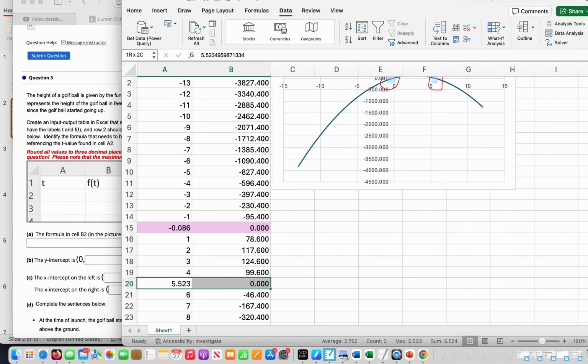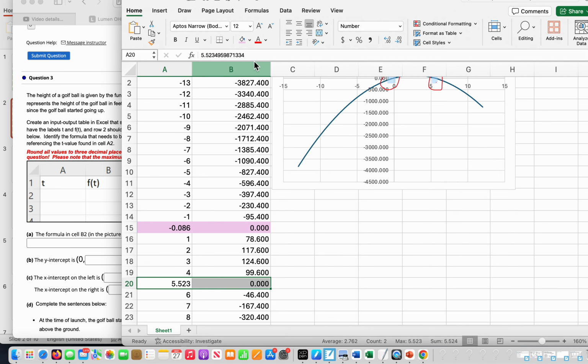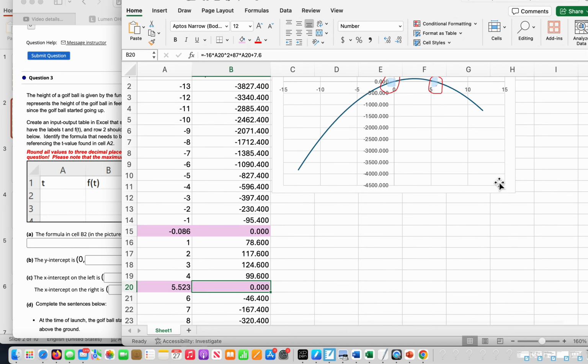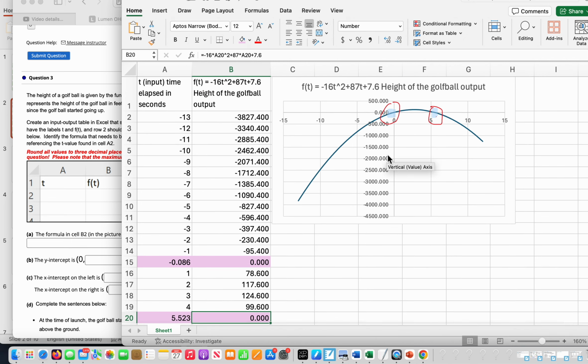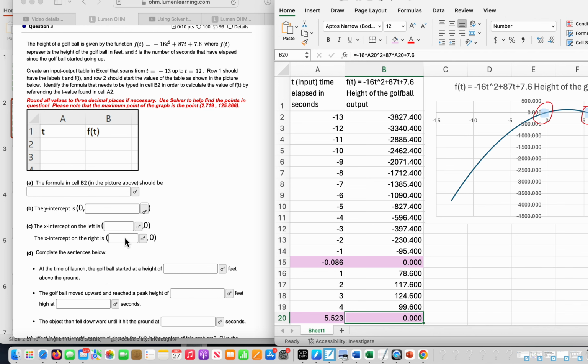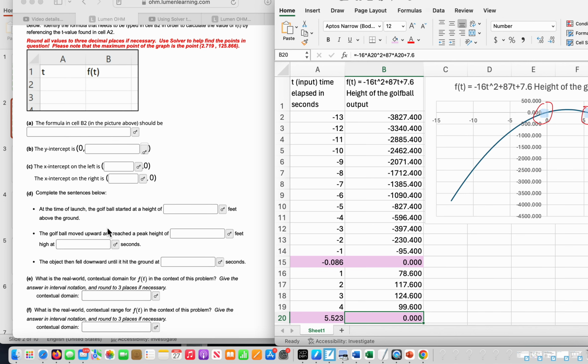So this tells me that at a time 5.523 seconds, the height of the ball is 0. Which, what does that mean? If the height is 0, it means the ball has hit the ground. All right, so I want you to always connect to the context of the problem. Right, so that's our two x-intercepts.